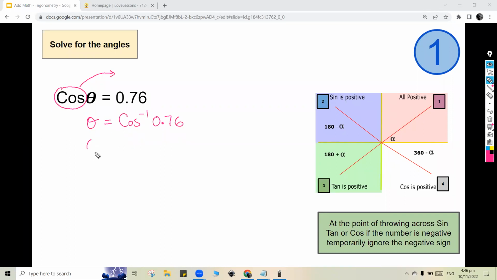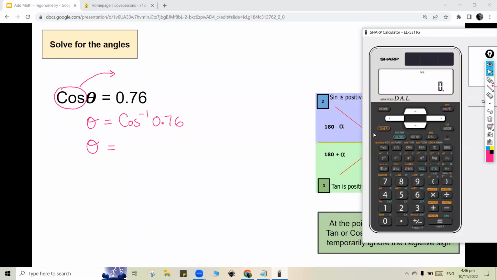Of 0.76. So everyone type this on the calculator, and let me see what you got. I have my calculator here as well. To get cos inverse, I have to press second function, cos, 0.76.